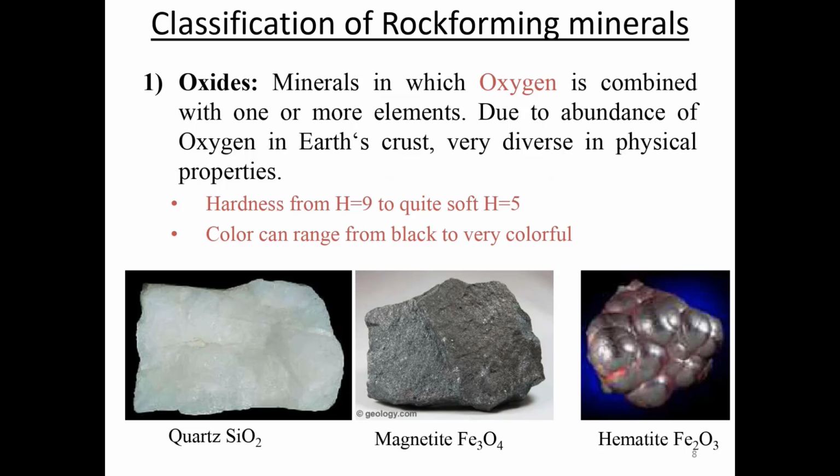Classification of rock-forming minerals. A. Oxides. Minerals in which oxygen is combined with one or more elements. Due to the abundance of oxygen in the Earth's crust, these minerals are very diverse in physical properties. Hardness ranges from quite soft, H equals 5, to very hard, H equals 9. Color can range from black to very colorful. Examples: quartz, SiO2, magnetite, Fe3O4, hematite, Fe2O3.